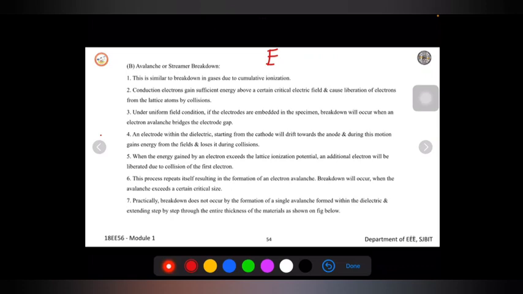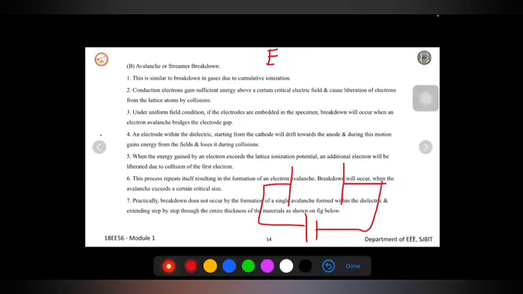Under a uniform field condition, say a plane to plane electrode with a voltage applied, and not considering any non-uniform field, if electrons are embedded in the specimen, breakdown will occur when the electron avalanche bridges the electrode gap. A channel will be created so that electrons flow from the anode to the cathode very easily. That is called bridging of the electrode gap.